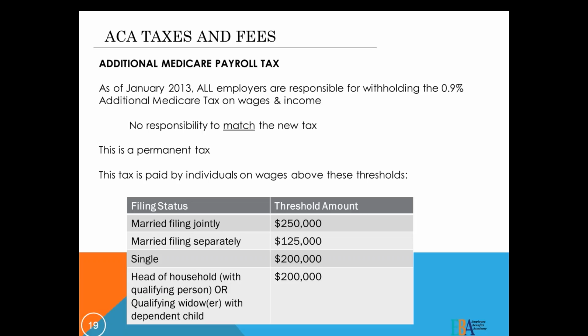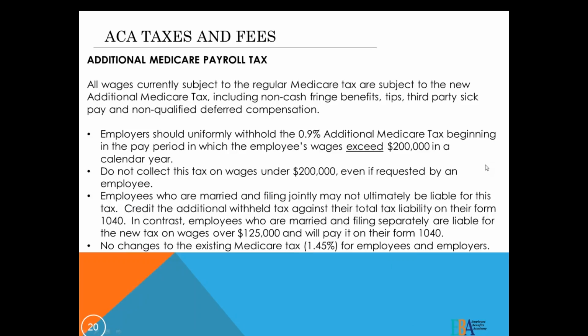Employers withhold and submit the tax to the government, and individuals actually reconcile that payment of this tax on their annual tax return. This chart shows the definition of high wage earners based on annual earnings and the filing status for each of the individuals. So filers who are married and file a joint tax return will pay this tax on earnings over $250,000, while if you're a single filer, you only pay this tax on earnings over $200,000. Again, there is no responsibility on the employer's part to match this tax.